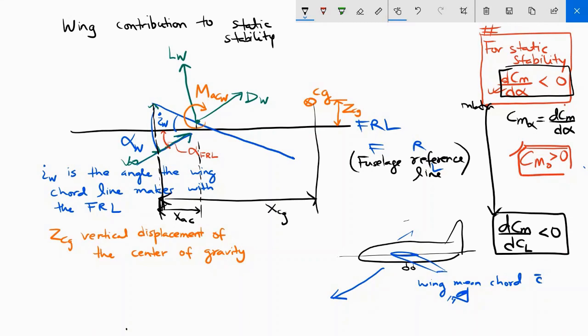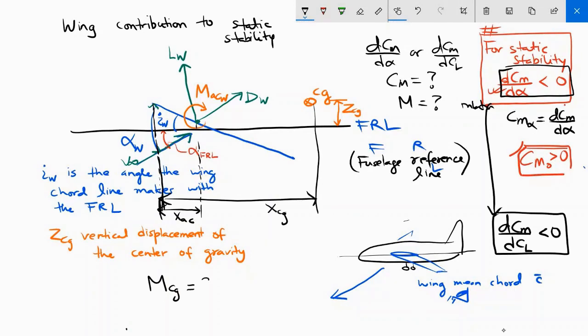Before we can calculate this moment slope, dCm/d alpha or dCm/dCl, we need to first obtain an expression for Cm. To obtain an equation for Cm, first we need to obtain an equation for moment. So the next step in this process is to calculate the moment about the center of gravity. We will be adding the contributions of the drag force, the lift force, and this moment about the aerodynamic center in order to calculate the moment about this center of gravity.